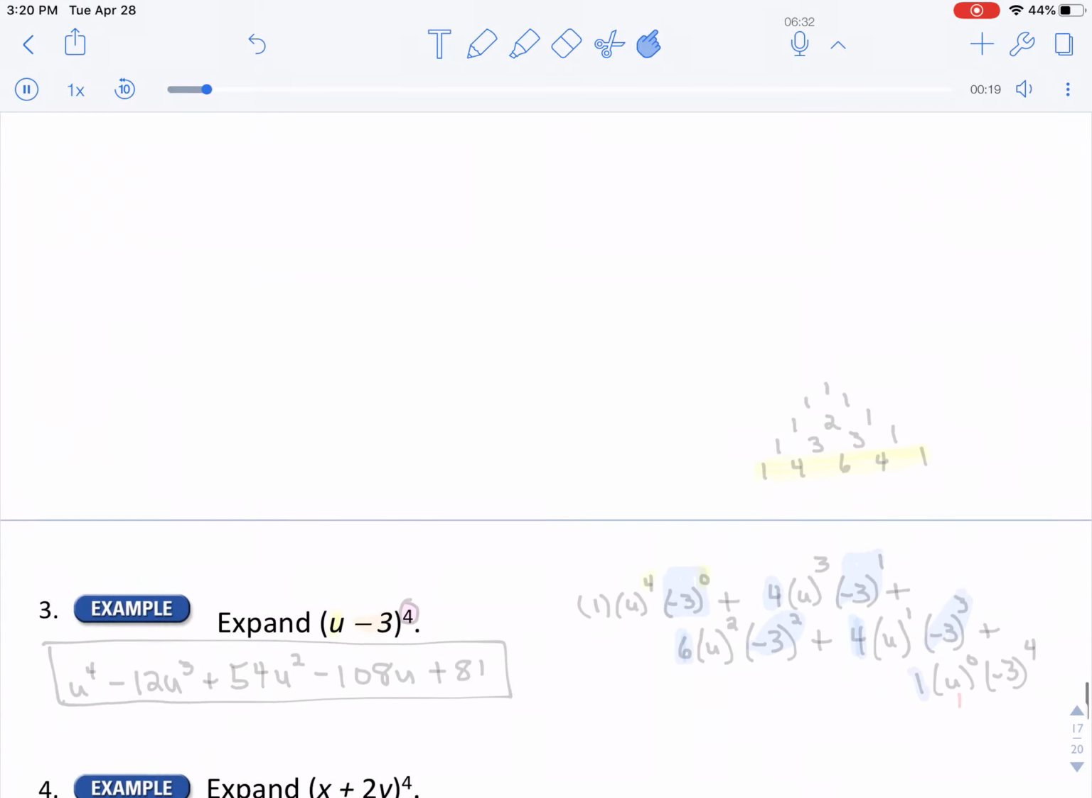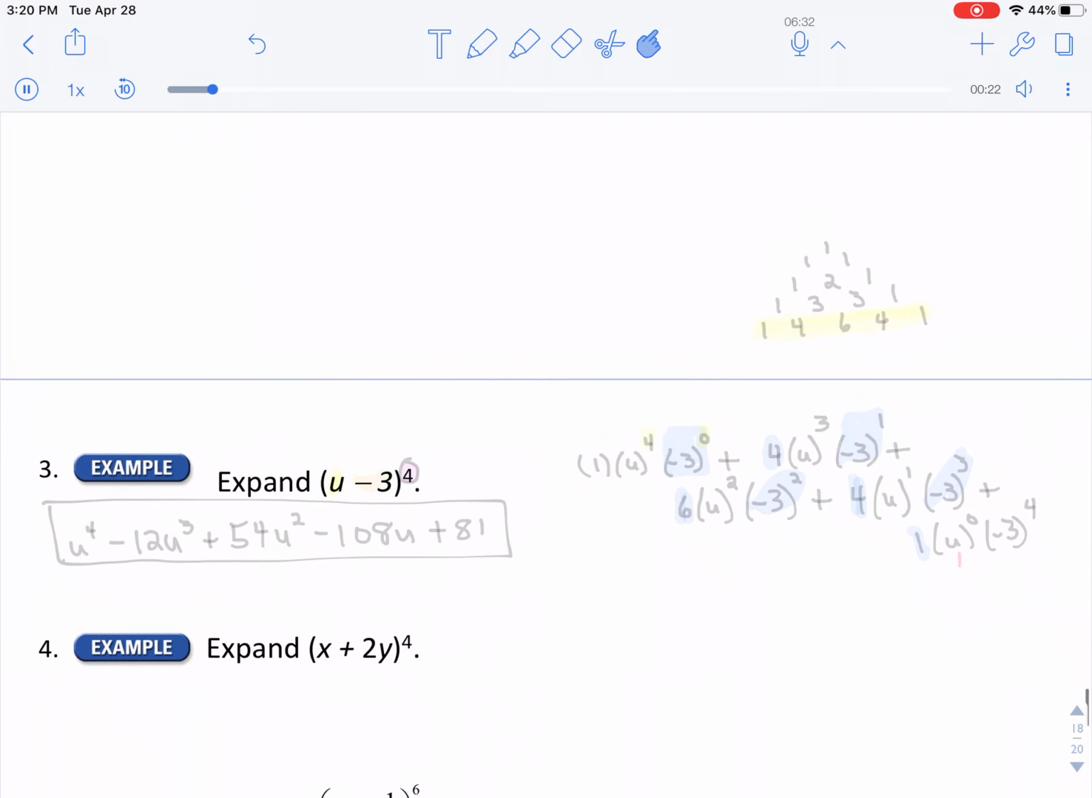It says to expand u minus 3 to the fourth power. So the first thing we want to do is generate the Pascal's triangle to the fourth row. Now remember, if you listened to my earlier videos, I started out by saying that when you make Pascal's triangle, the first row is not really the first row. That's called the 0 row. So we start with a 1, and then the second row is 1, 1. That's the first row, really. The second row is 1, 2, 1. The next row is 1, 3, 3, 1. And the next row is 1, 4, 6, 4, 1.